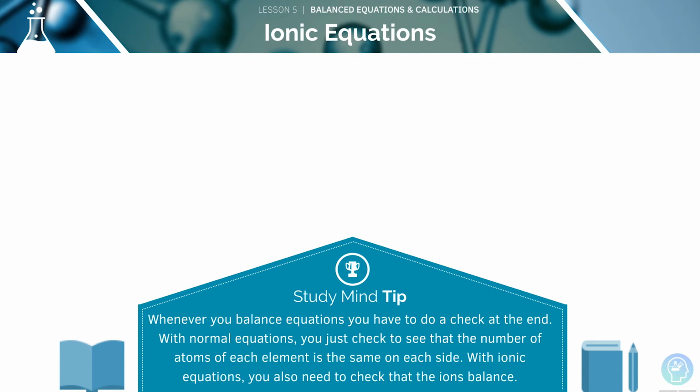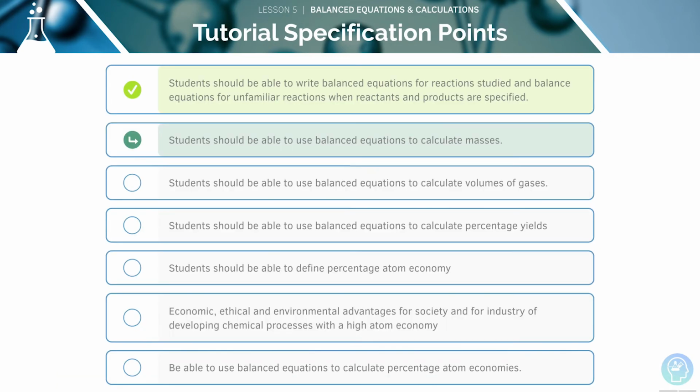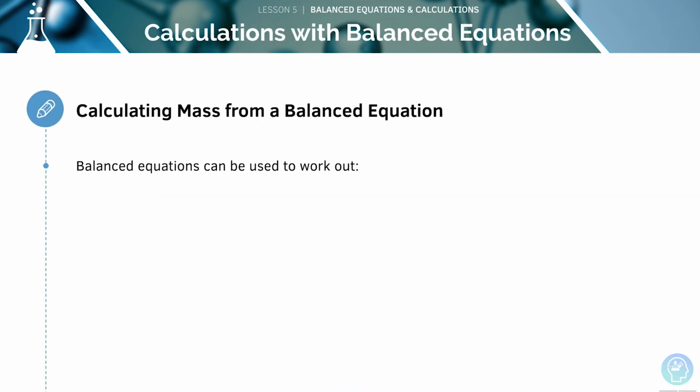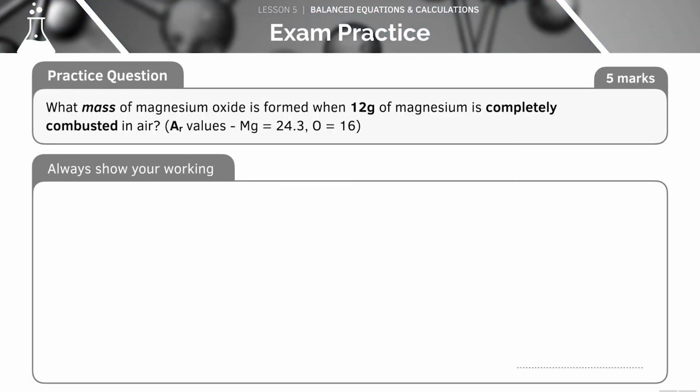Whenever you balance equations, you have to do a check at the end. With ionic equations, you also need to check that the ions balance. If the equation does not balance, then you need to go back and recheck it. Let's move on to our next specification point, covering calculations of masses. We can use balanced equations to work out the masses of substances that form or react in solutions.